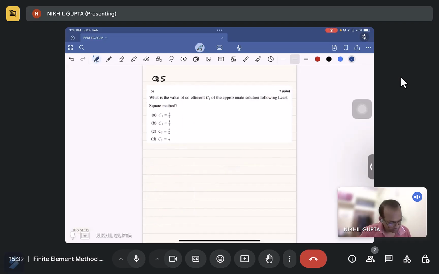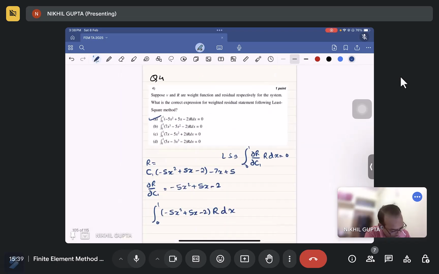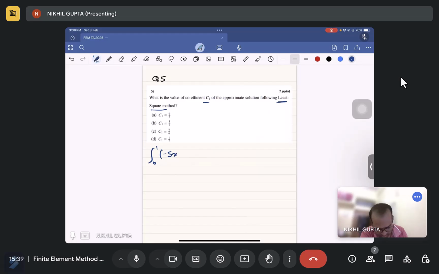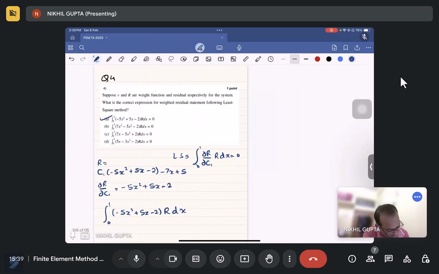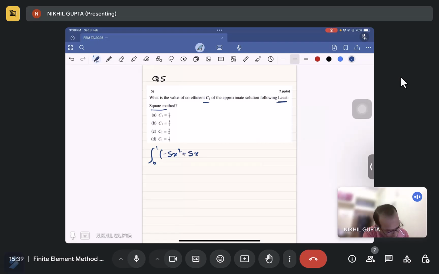Since it is in continuation, now you have to solve this equation with the integral to find the value of C1. So the equation we have got is right here: the integral from 0 to 1 of minus 5x square plus 5x minus 2, times R dx, equal to 0.